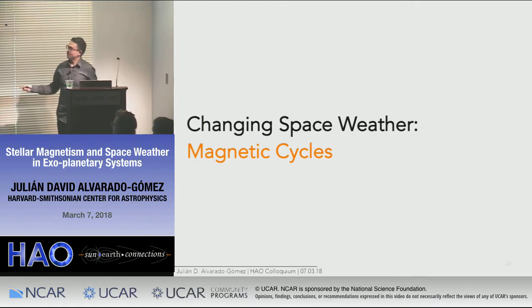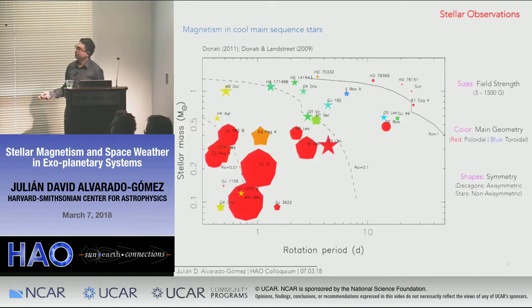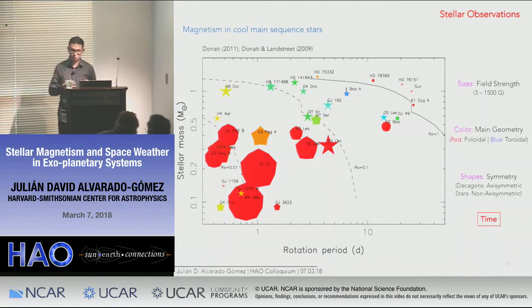Okay. So I will now change completely again, and I'll be talking a little bit about changing space weather systems. And this is going to be related with magnetic cycles, which I know some people here are working a lot on this topic. So we come back again to this plot, and there's one element that is missing here, and it's not the inclination of the field, but it's going to be time. Because we know that these magnetic fields are not going to be static. They are going to be changing on timescales that are comparable to the timescales on which the sun changes its magnetic field, or even shorter timescales.